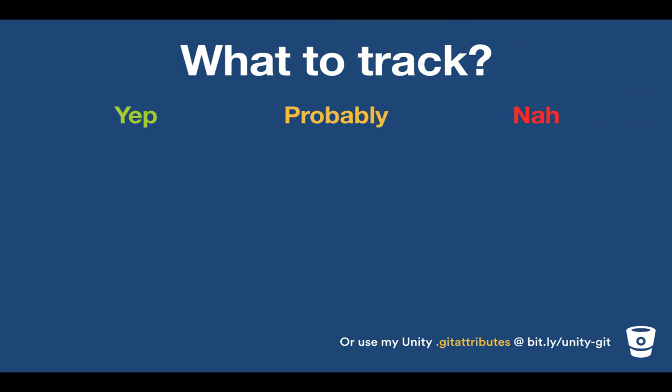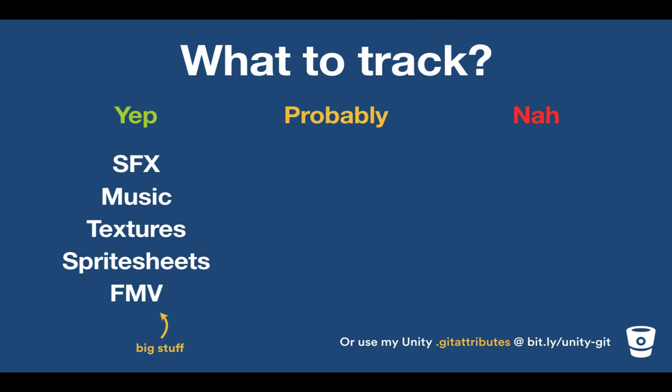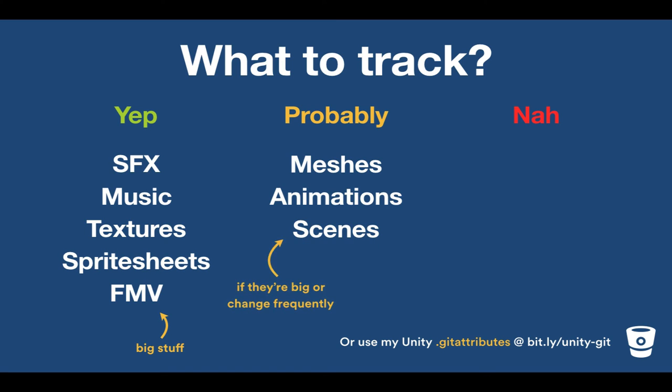With Unity specifically, there are a couple of different file types that you definitely want to track with LFS, and then some stuff that you should probably just keep with standard Git. For LFS, you absolutely want to track things like sound effects and music, textures, sprite sheets, and full motion video if you're using those for cutscenes or something, because this stuff tends to be very, very big. For things like meshes and animations and scenes, if they're large, then you should absolutely track them with Git LFS.